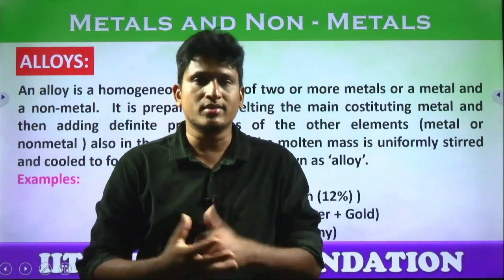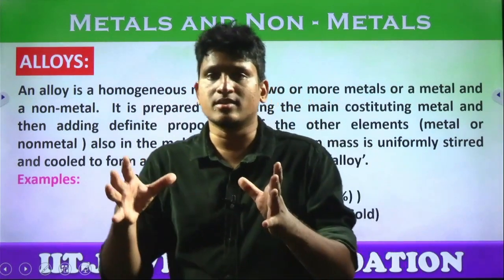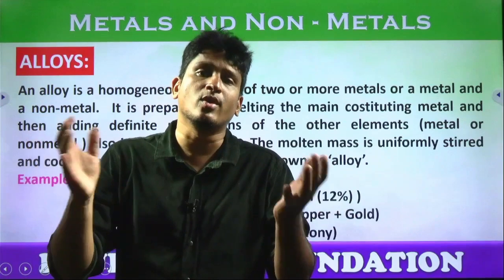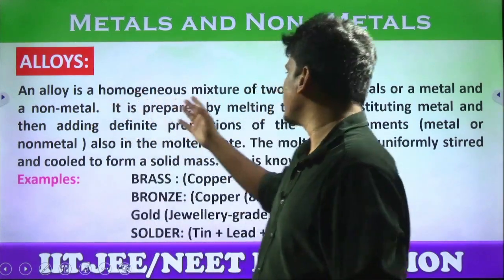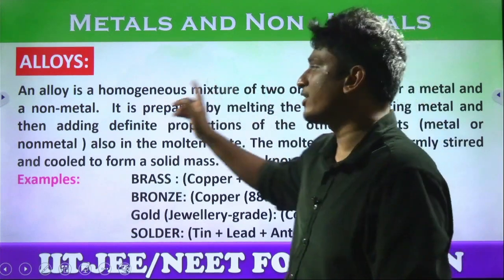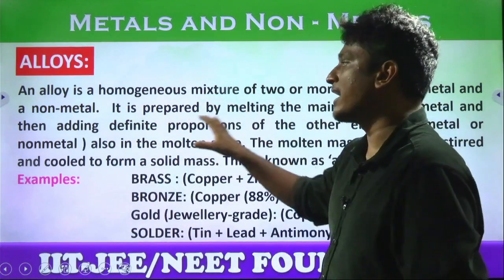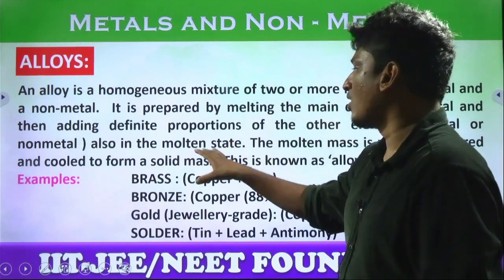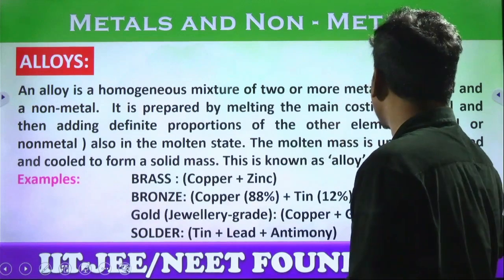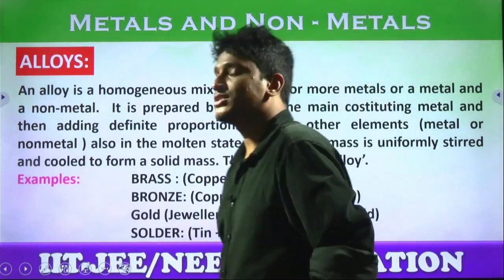Students, what are alloys? An alloy is a homogeneous mixture of two or more metals, sometimes even a non-metal also, that is called an alloy. It is prepared by melting the main constituent metal and then adding definite proportions of the other elements. In the molten state, this molten mass is uniformly stirred and cooled to form a solid mass. This is known as alloying.